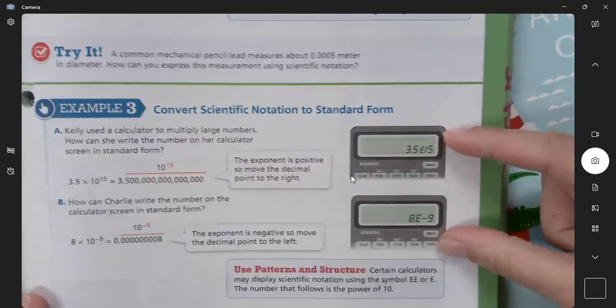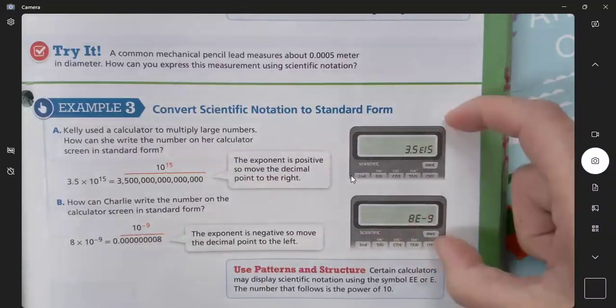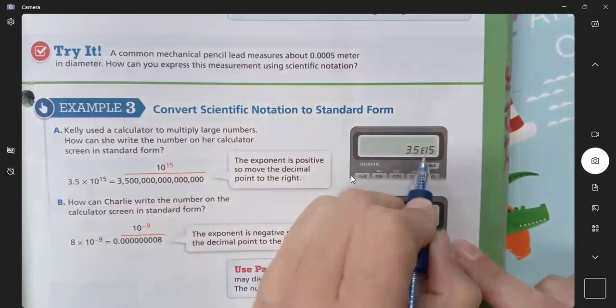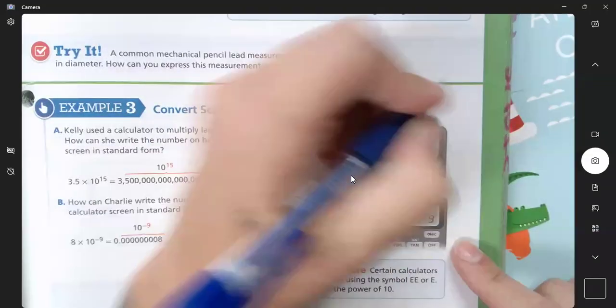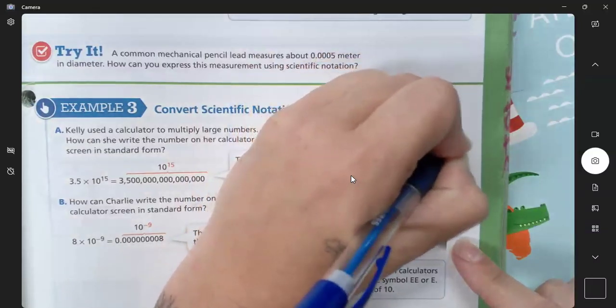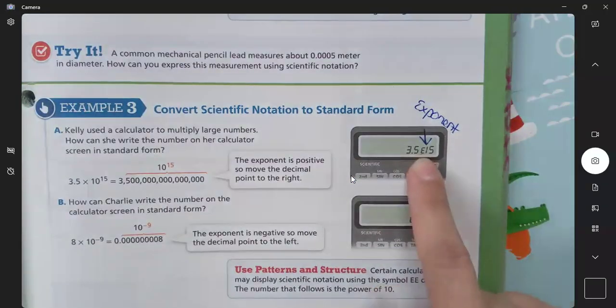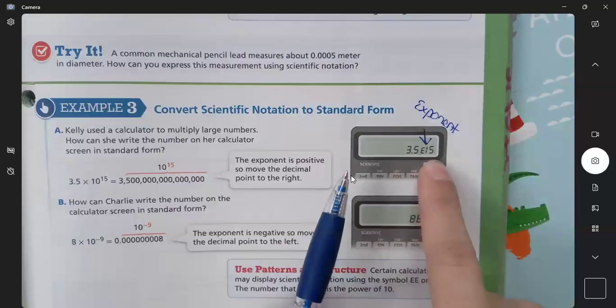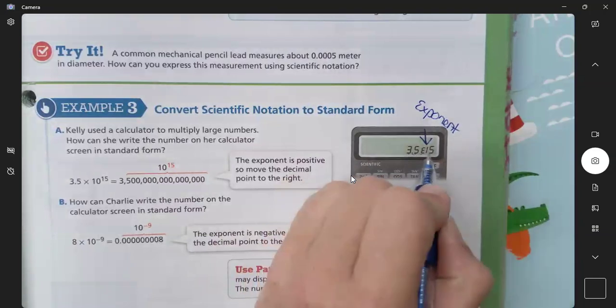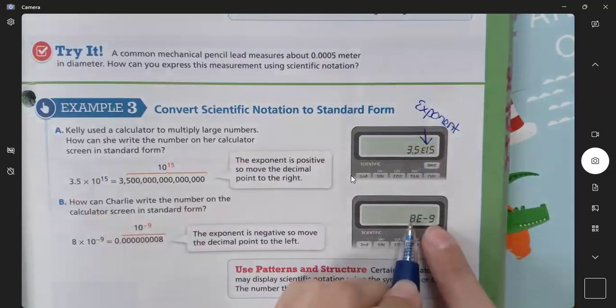Oh, I'm glad this is here. Most calculators cannot obviously write these numbers in scientific notation. I'm sorry. Sometimes they don't have a way of expressing numbers in scientific notation. So you're going to see this little E here. This E stands for exponent. Okay. So if you see an E on your calculator, that's its way of saying this is how it reads scientific notation. So this would be 3.5 times 10 to the 15. Same thing here. This would be 8.